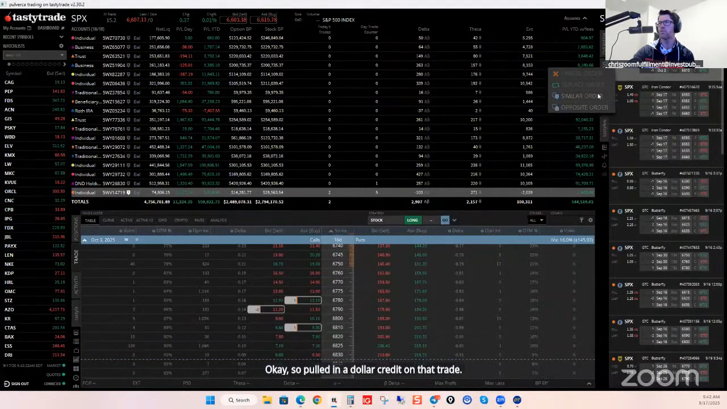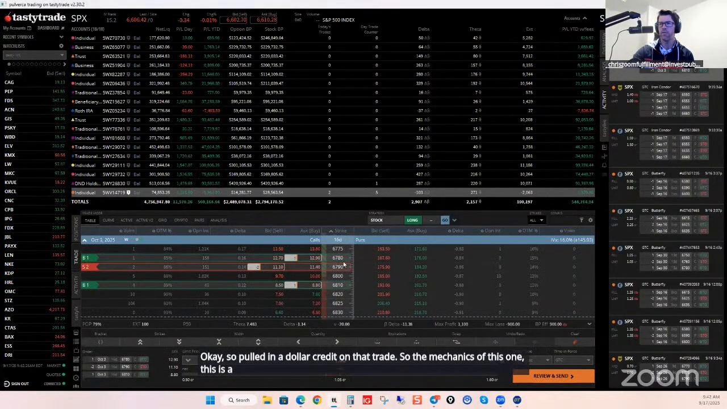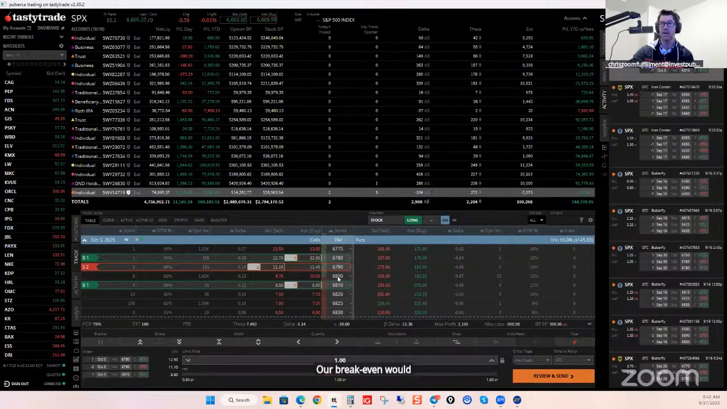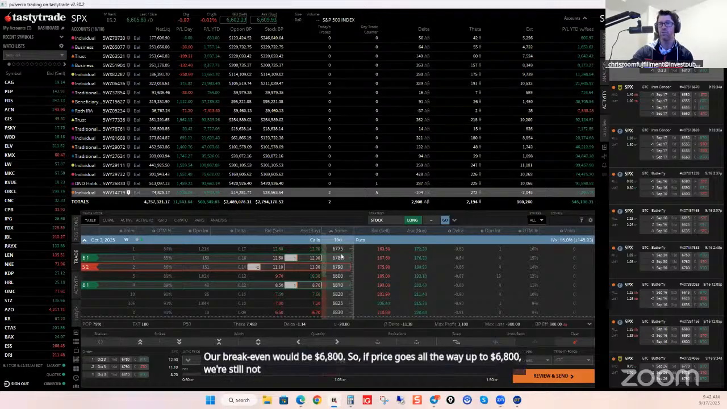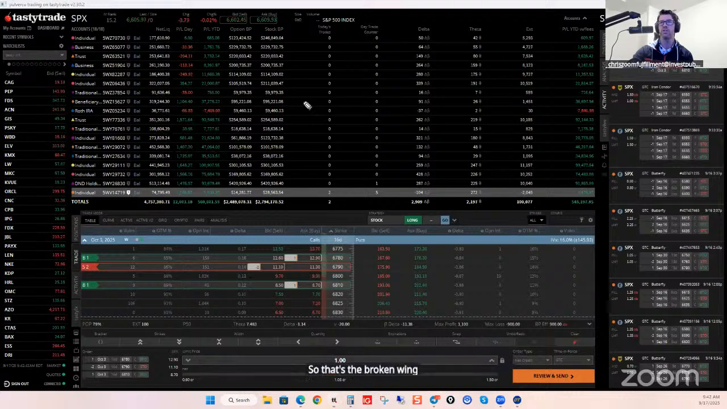So the mechanics of this one, this is a broken wing butterfly. I do have a potential $1,000 profit trap if price is between 6780 and 6790. Our break even would be 6,800. So if price goes all the way up to 6,800, we're still not losing money on this trade. We have a potential profit trap in here as well. So that's the broken wing. We talked a lot about this yesterday in the masterclass.